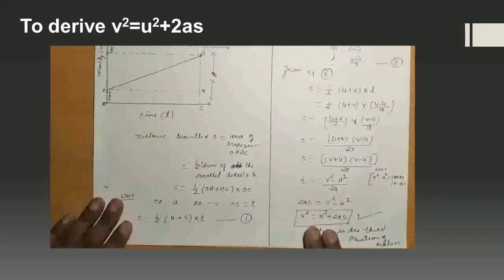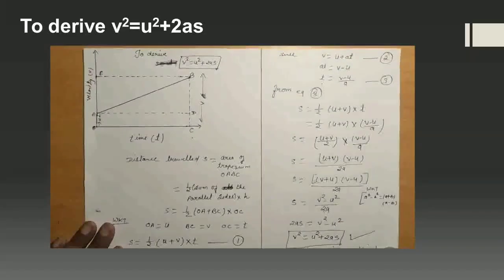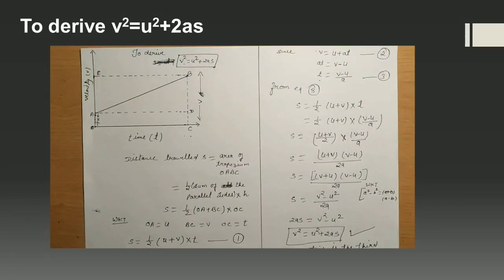Hence it is proved. Clear? So in that way you can derive the equations of motion by velocity time graph when the body is moving with uniform acceleration. Okay.